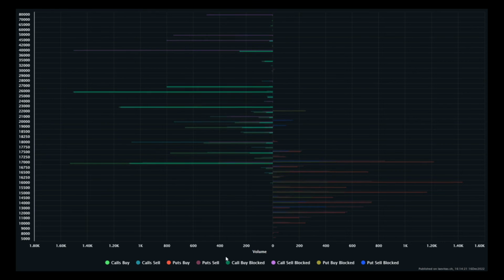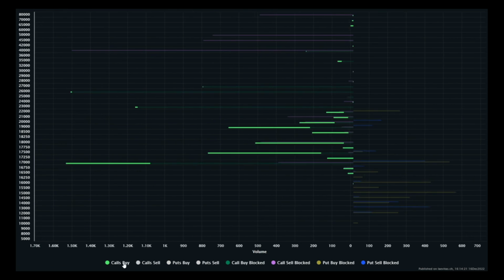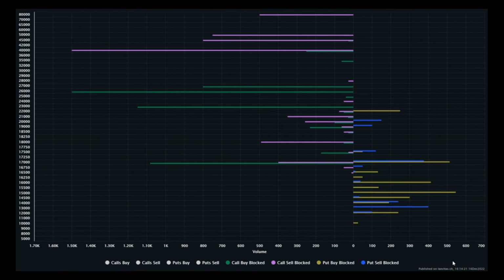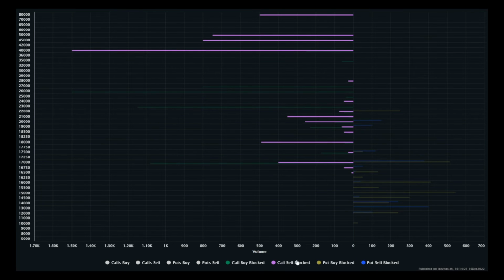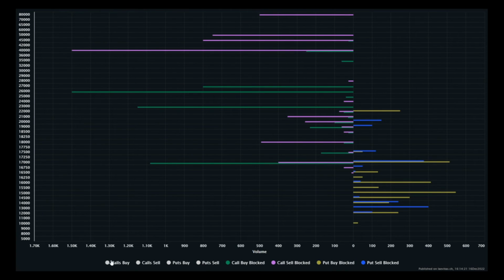Let's talk about these other four right here. So these are block trades. These are large, typically institutional, non-retail trades. People who know a lot more than me and you. When I see a lot of these, I typically want to copy these people and trade against the retail traders, because these are retail trades. Calls buy, calls sell, yada yada. Retail. Blocked is institution. And I prefer to have my money on institutions rather than retail.